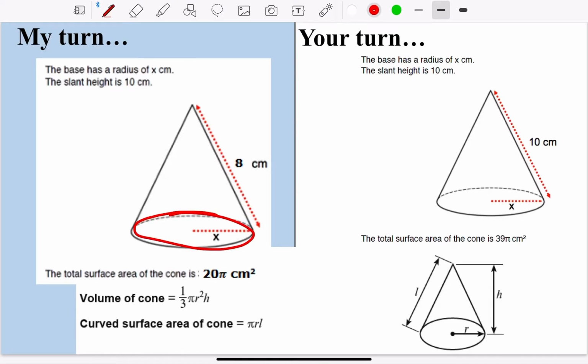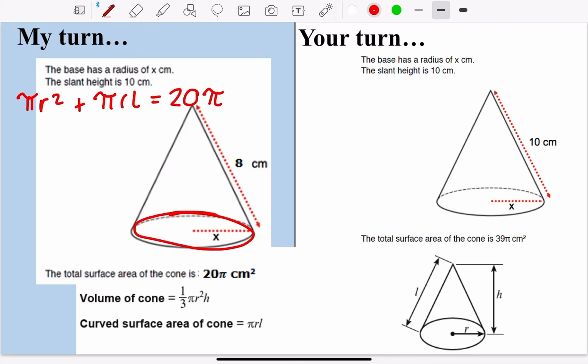My turn. For this question, we're going to be working backwards from our curved surface area of a cone, but also using the surface area of that circular face as well. So what we're actually going to be starting with is this: pi r squared, which is this circular surface here, add pi r l, which is the curved surface, equals, and we're told it equals 20 pi.